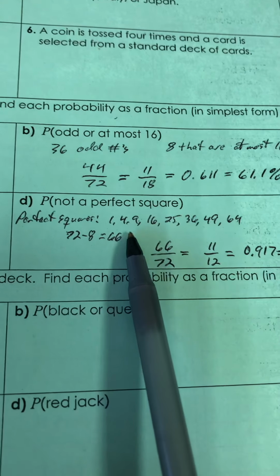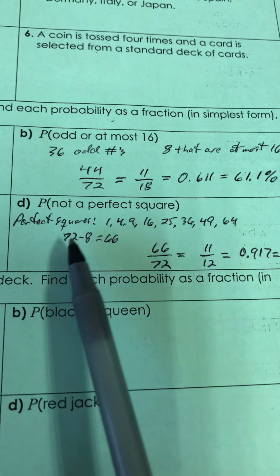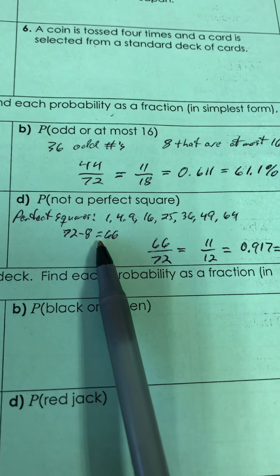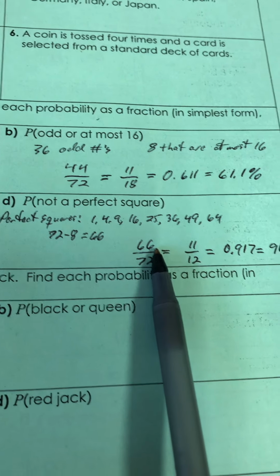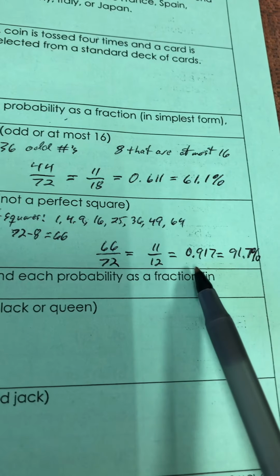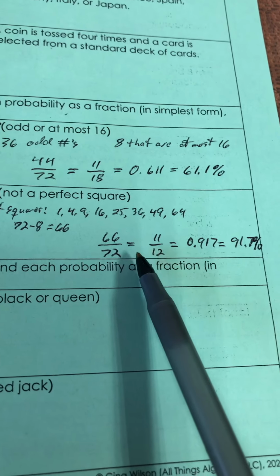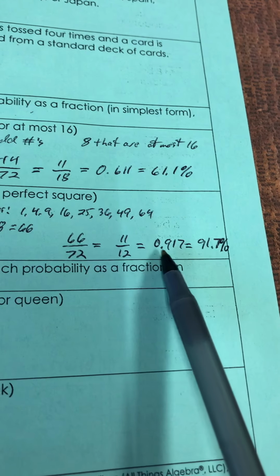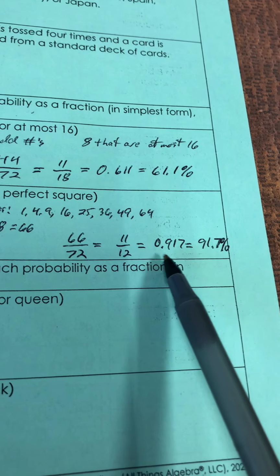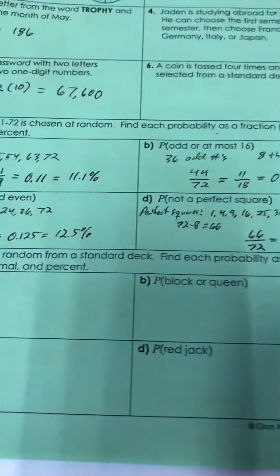Not a perfect square. So we have all the perfect squares. So 72 minus those would be 66. So not a perfect square would be 66 over 72, or 11 twelfths, if we divide both the top and the bottom by 6. And 11 divided by 12 is 0.917, or 91.7%.